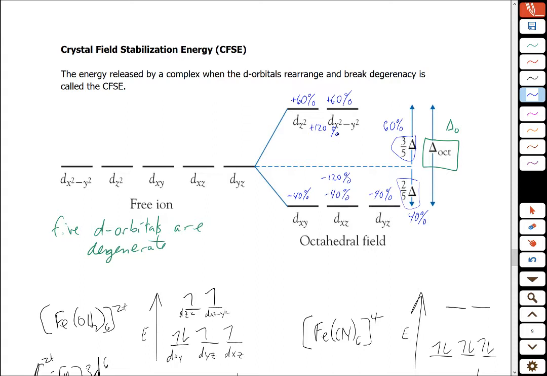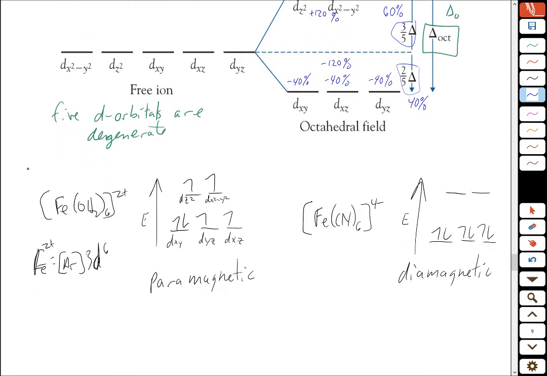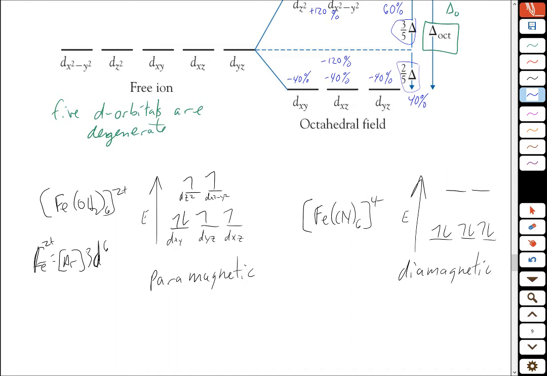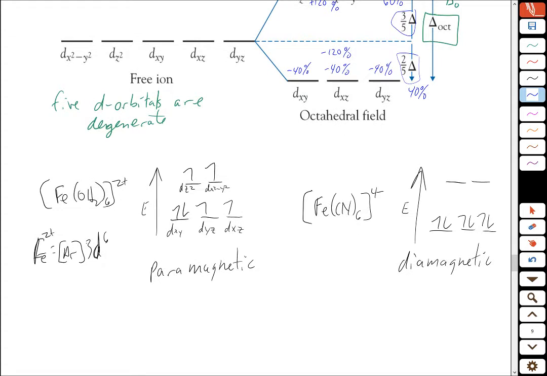Okay, so the reason we started to develop this new bonding model was because we saw that there was a difference between 2 complexes. We said that hexaaqua iron 2, which is here, is a paramagnetic complex. Okay, so iron 2 is argon 3d6. When we put that into the octahedral complex with the 6 water molecules, the d orbitals split into a set of 3 and a set of 2.